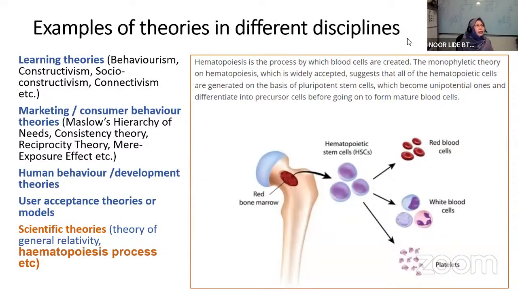Maybe some students are not aware that there are theories in almost every discipline. When we talk about learning theories, we talk about behaviorism, constructivism, socio-constructivism, connectivism, and so on. When we talk about these learning theories, the thing they have to understand is that some theories explain certain things, and some resulted from the limitations of the theories that came before them. So they want to explain further.